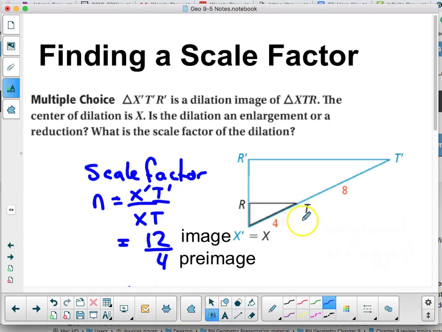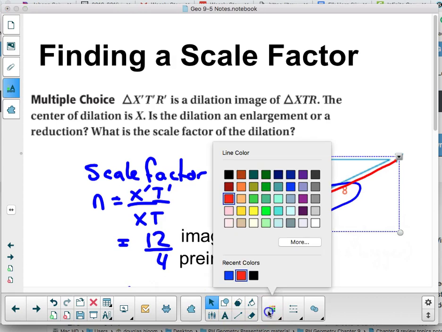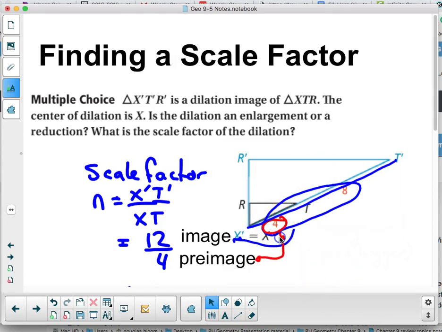People go, oh, Bloom, I can't believe you're doing it this way. I totally get it. I totally know that you're going to get it wrong if you're one of those people that aren't writing down the difference here. So make sure you know that this is the pre-image, and the image is the two sides added together, because this is x prime t prime, this whole length, which should have been 12. I'm making that blue so you see it. The pre-image is just 4.